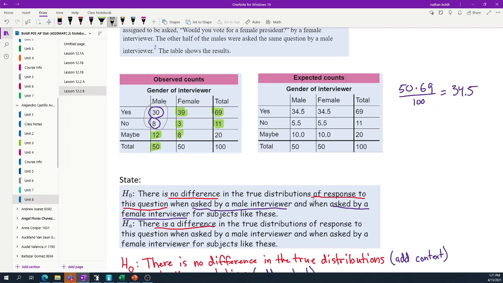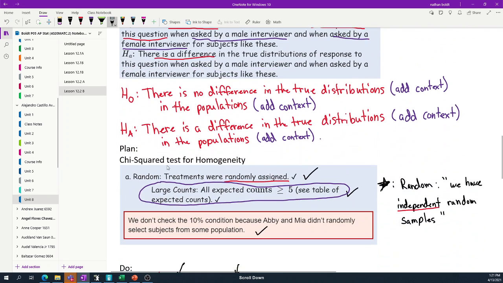What's the test called? Where was it? The chi-squared test for homogeneity.